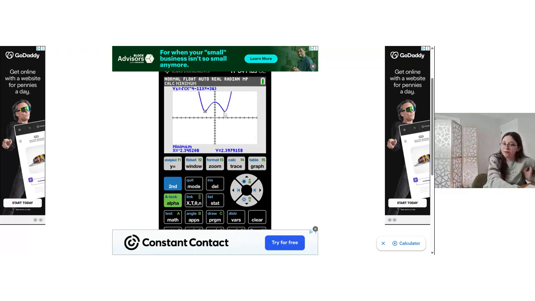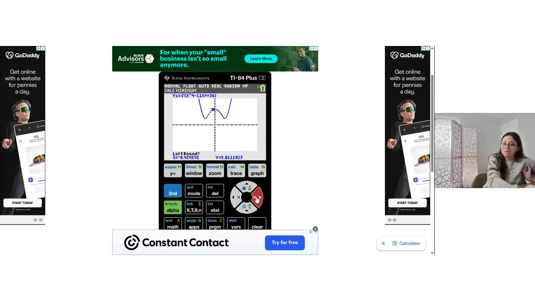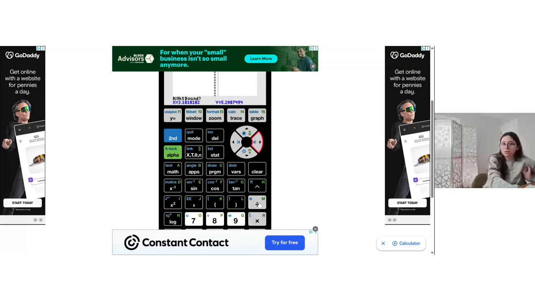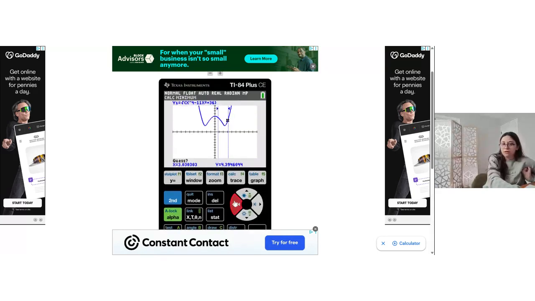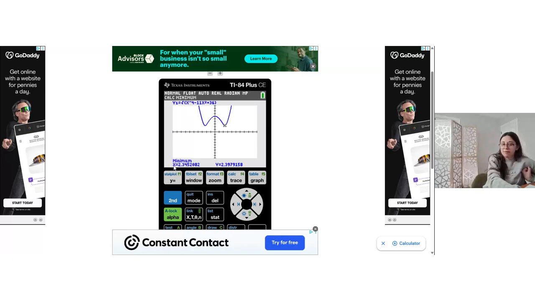We can repeat that process for the second minimum over here. We would do second calc, number 3 is minimum. Find our left bound, right bound, and our guess. And this minimum has an x value of 2.345 again, so we're going to round that to 2.35. So there's 2 minimums. One is at negative 2.35, the other is at positive 2.35.